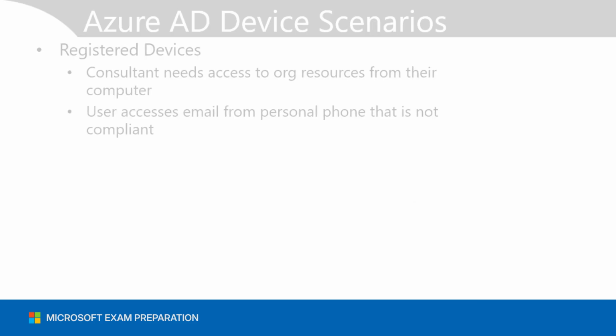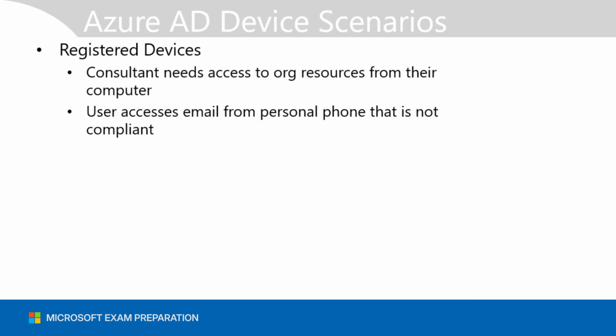Let's talk about some scenarios for this. For a registered device, maybe a consultant that needs access to resources. And so it's a computer they own. It's not a computer that your organization owns. So the consultant could have a registered device. Perhaps a user accesses email from a personal phone.